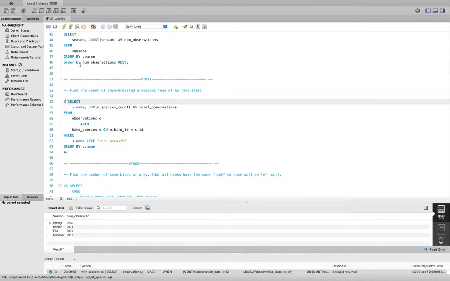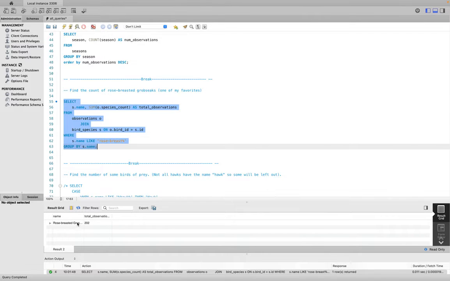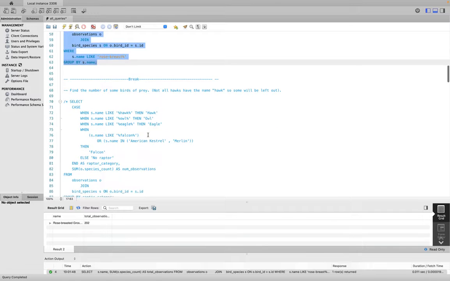The next query is to select the count of rose-breasted grosbeaks, which is one of my favorite birds. So we select the name, we join the observations table and the bird species table, and we select where the name is like rose-breast, and that should give us an output of rose-breasted grosbeak 202.